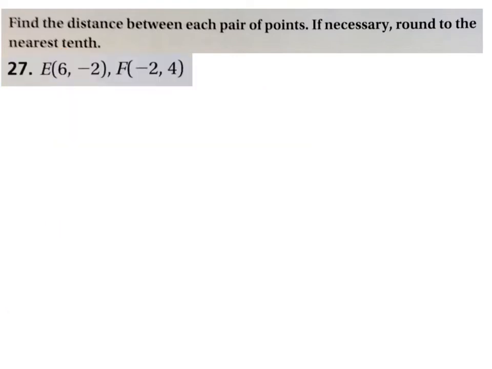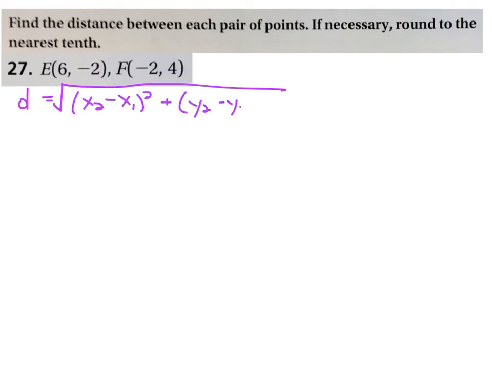All right, here we go. Now we have different x and y coordinates for both of these. So let's do it. Distance is equal to the square root of x2 minus x1 squared plus y2 minus y1 squared.